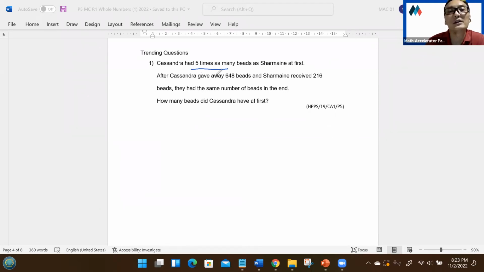So after Cassandra gave away 648 beats, so giveaway, and Charmaine received 216 beats, they have the same number of beats in the end. So from these 4 sets of keywords, we need to find out how many beats did Cassandra have at first. So let me map out what you need to do. First thing is you need to draw a model that states that Cassandra has 5 times as many beats as Charmaine. So let's do it first.